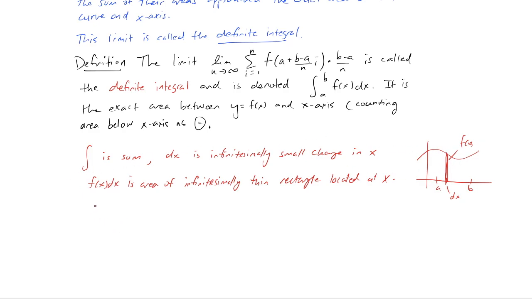And so putting it all together, what this definite integral is saying is it's the sum of areas of these thin rectangles from a to b.